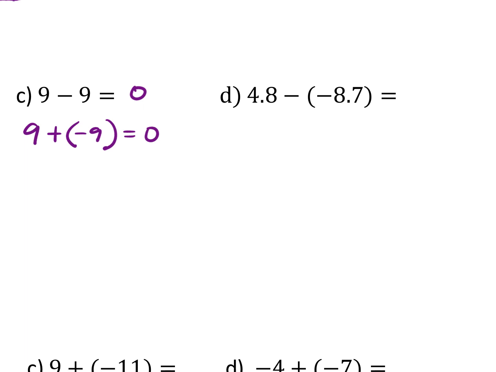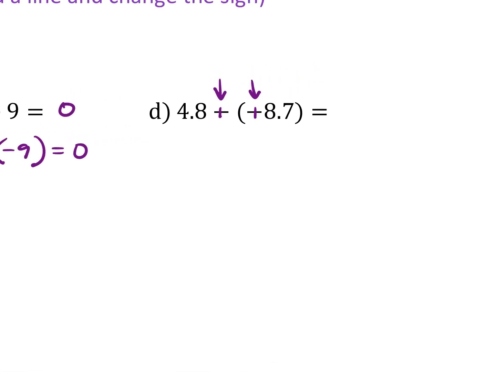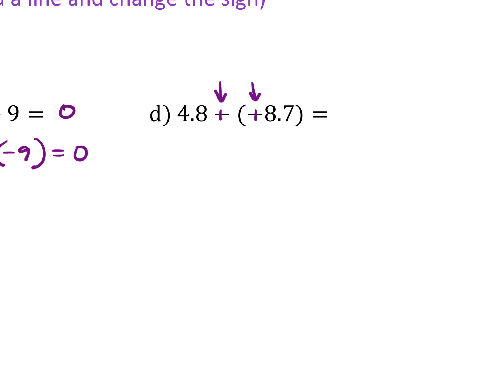Last one. Minus a negative is plus a positive, or add a line, change the sign, right? Add those together because they're the same sign, they're both positive. You get 13.5. Okay? Any questions on that?